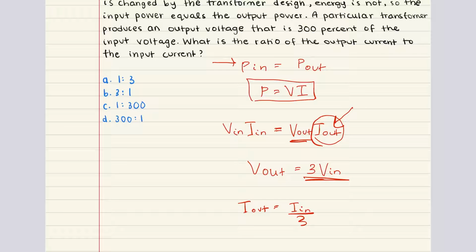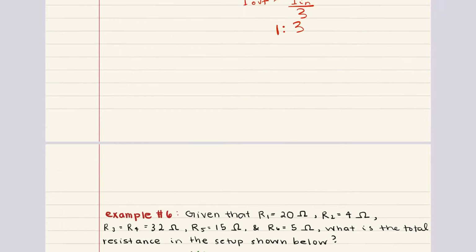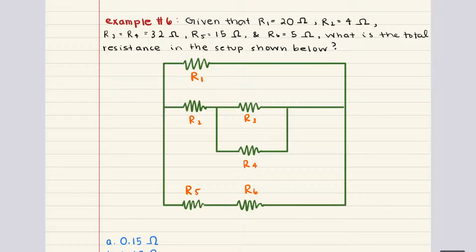Therefore, the ratio of the output current to the input current is going to be a ratio of 1 to 3, and the correct answer here is going to be answer choice A. Yay, onward to problem 6.